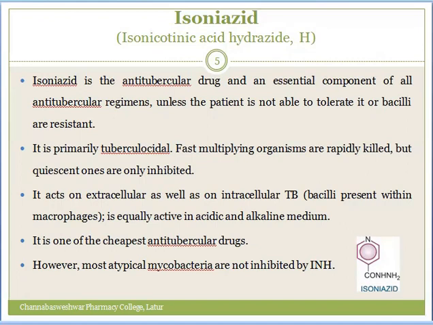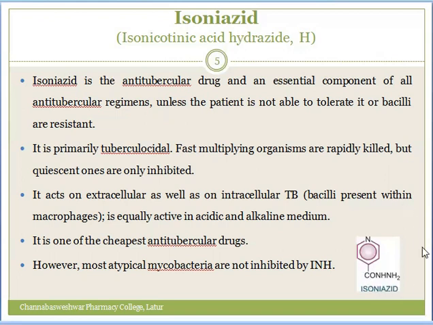Isoniazide is primarily tuberculocidal, meaning it kills Mycobacterium tuberculosis. Fast multiplying organisms are rapidly killed, but quiescent ones are only inhibited. It acts on extracellular as well as intracellular tubercle bacilli, and is equally active in acidic as well as alkaline medium. It is the cheapest anti-tubercular drug. However, most atypical mycobacteria are not inhibited by INH.